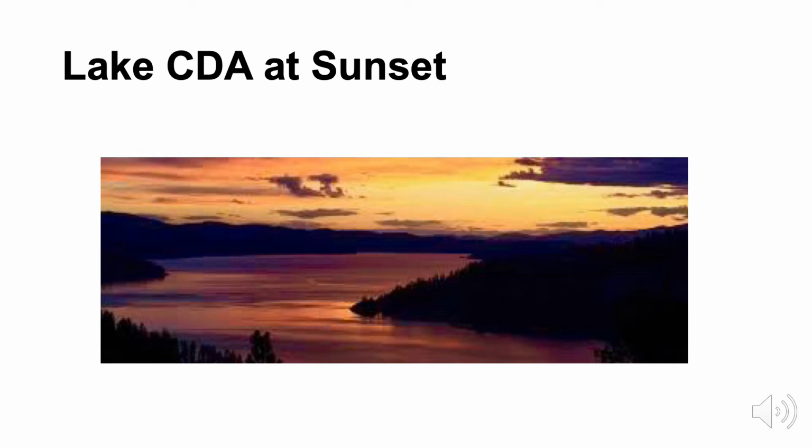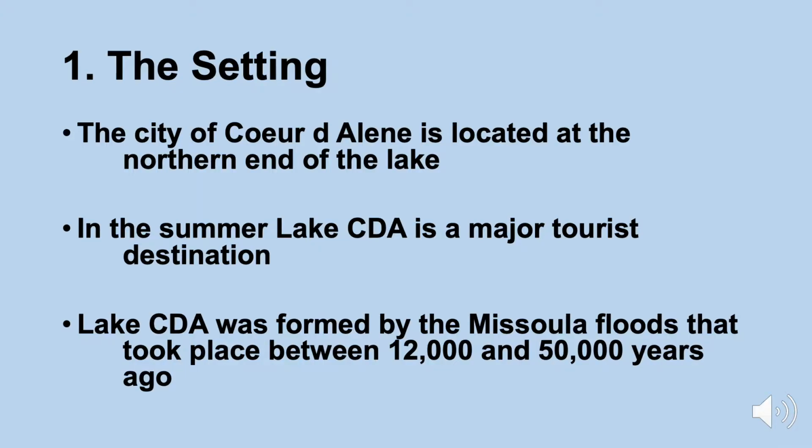So to put this in perspective, if we look at the setting, the city of Coeur d'Alene is located at the northern end of Lake Coeur d'Alene. Lake Coeur d'Alene is a major tourist destination in the summer. People sail on the lake, they boat on the lake, they water ski on the lake, they fish on the lake. So lots and lots of people flock to Coeur d'Alene to recreate on the lake. Lake Coeur d'Alene was formed by the Missoula floods that took place between 12,000 and 50,000 years ago. Glacial Lake Missoula lay to the east, and I'll talk a little bit about that in just a moment.